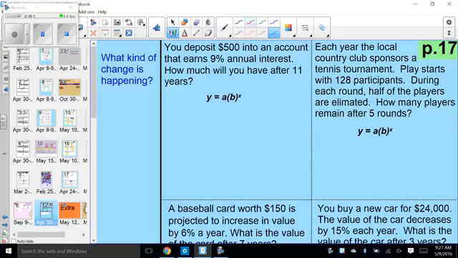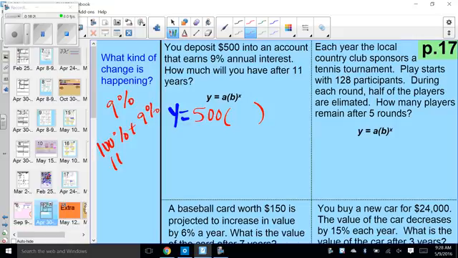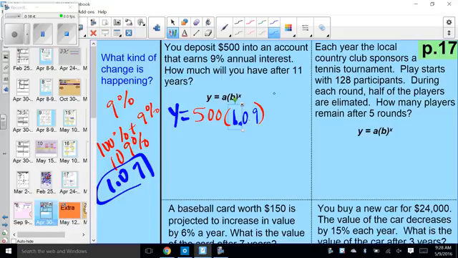So we're going to use y equals a times b to the x. So we have y equals the beginning amount. We put $500 in at the beginning. And 9% earned. So we really get 100% back plus 9% is 109%. You get all your money back plus a 9% bonus. In decimal form, that's 1.09. So my b is 1.09 to the x power, and the x is the years, to the 11th power.